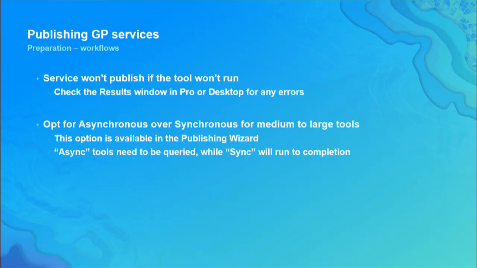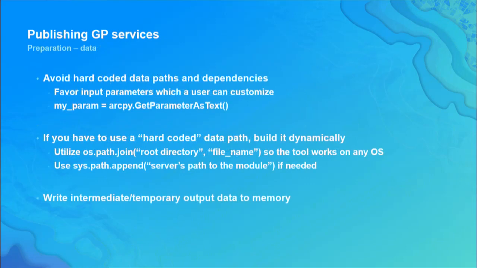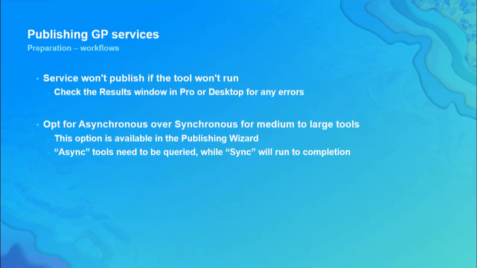So when you build, you can take any of these tools: model tools, of course, script tools, and Python toolboxes, and build those into services. Just a couple little things to keep in mind. The process is you run a tool inside Pro or Map, and then you create the service from that, and make sure it works correctly. Note about synchronization.